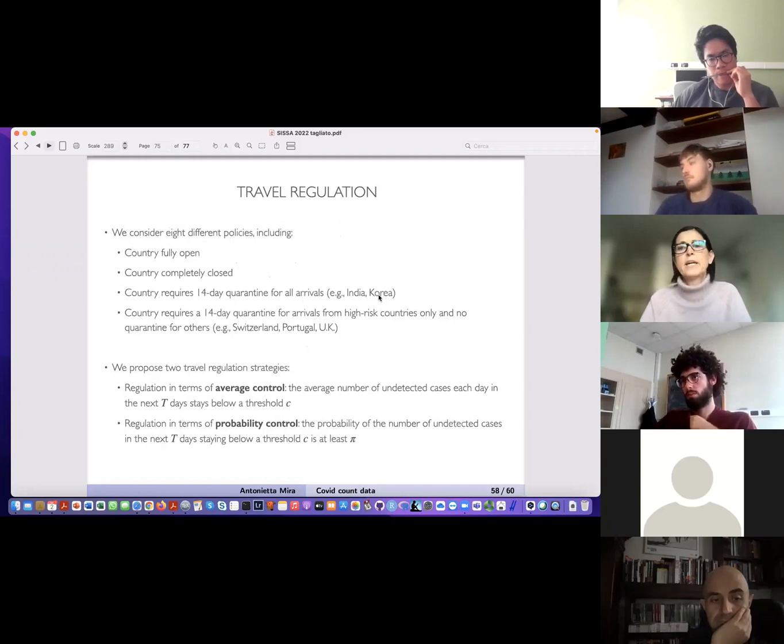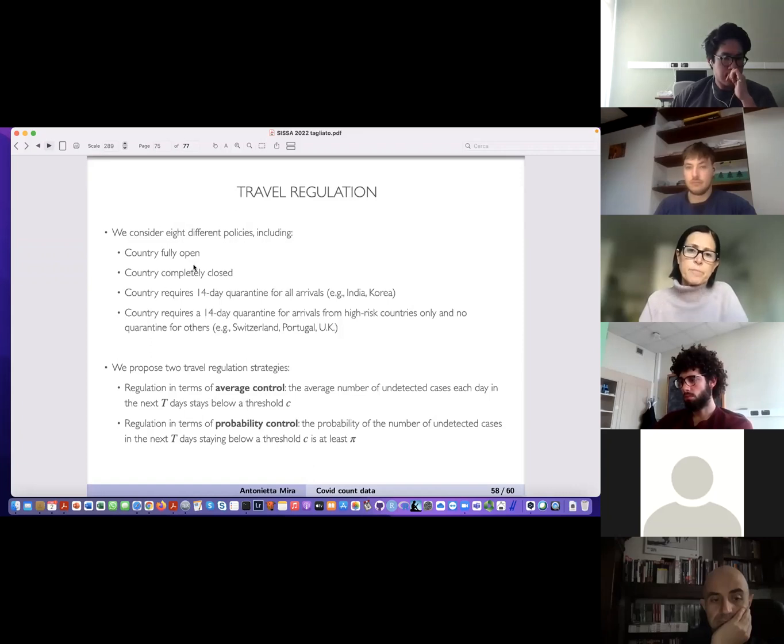Like India or Korea, or countries that require 40 days quarantine only for arrivals from high-risk countries, those coming from the red zones. Italy, UK, and Switzerland also did that. And besides studying those existing policies, we suggest 2 additional regulation strategies.